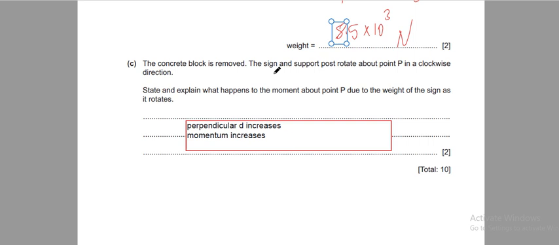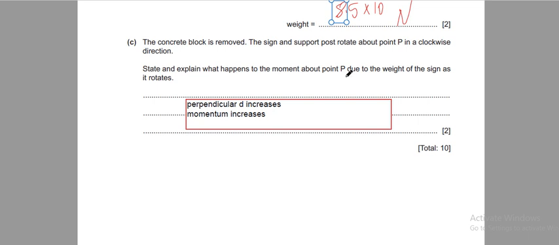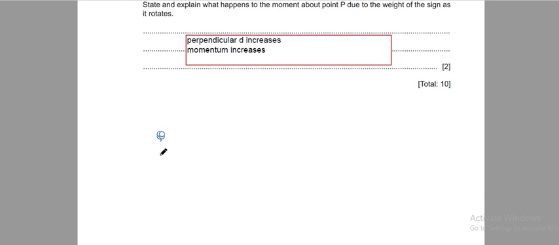The concrete block is removed, causing the sign and support to rotate about point B in a clockwise direction. State and explain what happens to the moment about B due to the weight of the sign as it rotates. We have to imagine the situation. Here is the post, here is the sign, and here is the base with point B here, and the weight of the sign here. So the perpendicular distance, or this horizontal distance, will change as the sign and the post fold away.